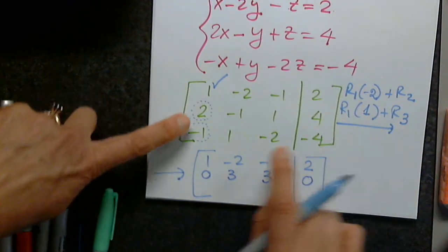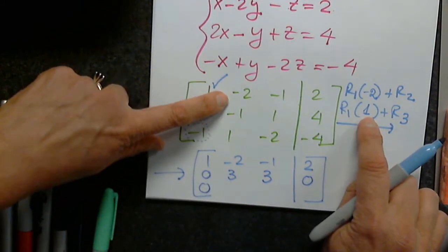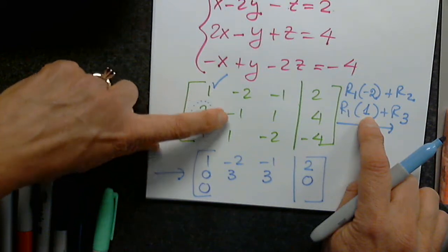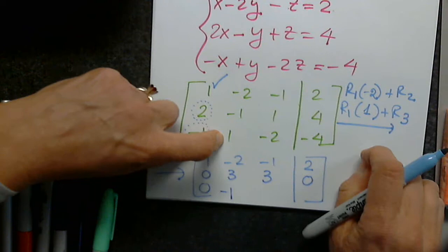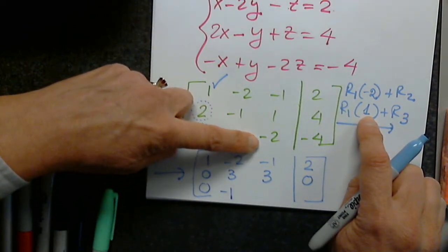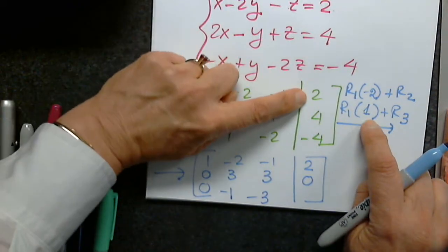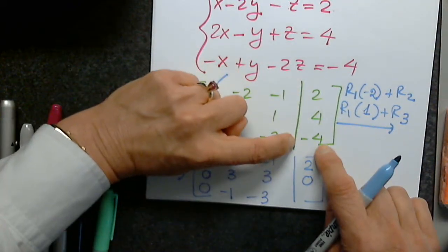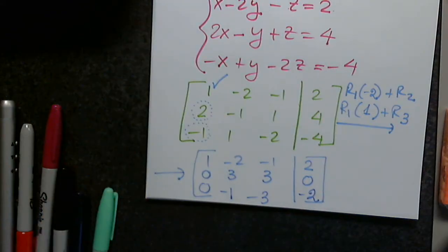1 times 1 minus 1. Negative 2 times 1 plus 1. Negative 1 times 1 minus 2. And 2 times 1, 2 minus 4. Negative 2. What did we accomplish? The first column is done.